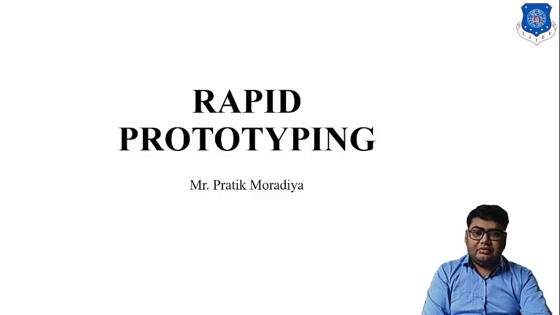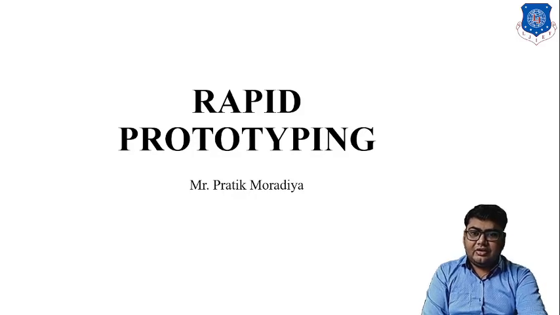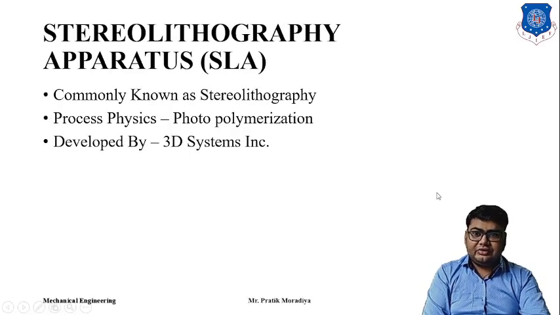In this session, we'll discuss a method called stereolithography, which is used for rapid prototyping. Now, SLA or stereolithography apparatus. This is commonly known as stereolithography also. This method was developed by 3D Systems Incorporation and it is one of the oldest known methods of 3D printing. So this was the first method developed for any 3D printing application.